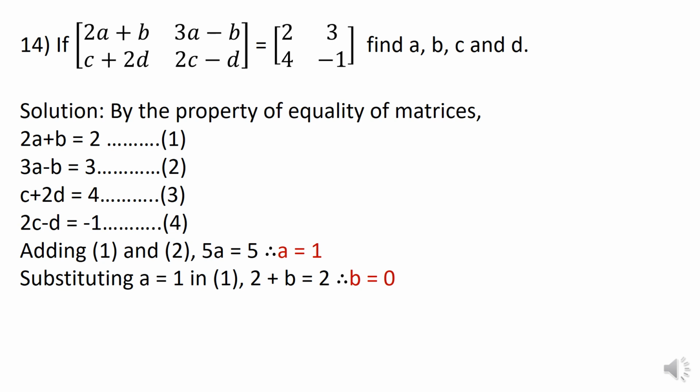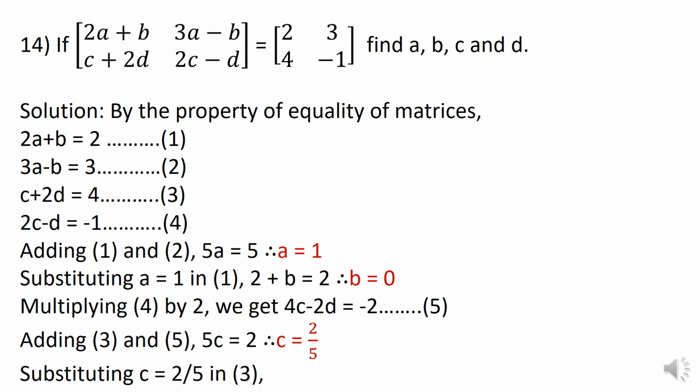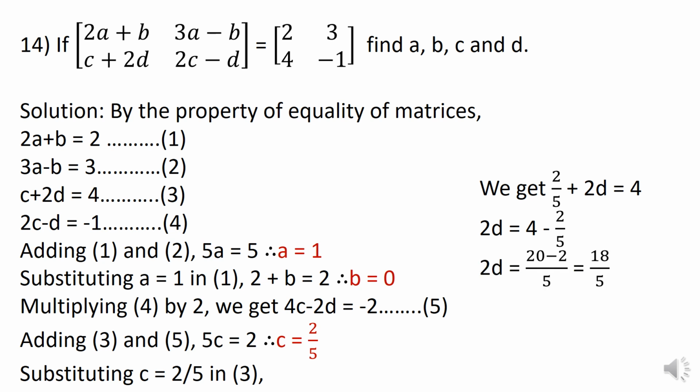Then multiplying equation 4 by 2, we get 4c minus 2d is equal to minus 2. Comparing 3 and 5, we find that if we add 3 and 5, d will get eliminated. Thus we add 3 and 5, we get c ultimately as 2 by 5. Substituting c as 2 by 5 in equation 3, we get the value for d, like so. Thus d becomes 9 by 5. So in this way we get the values for a, b, c and d.